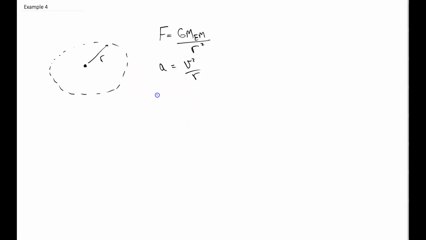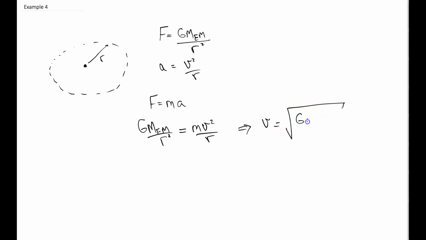So if we use Newton's second law that says F equals ma, then we get G, mass of Earth, mass of satellite over r squared is going to equal the mass of the object times v squared over r. And that leads us to the velocity of the satellite that it's orbiting is going to be the square root of G, mass of Earth, over its distance.